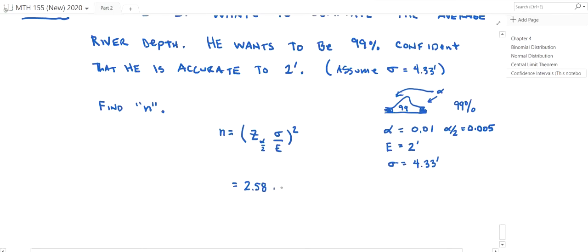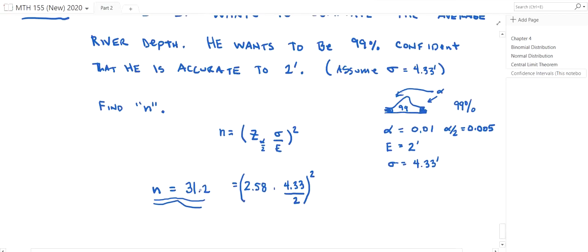2.58 times sigma 4.33 over 2. We could put divided by 2 anywhere in here since these are all multiplied together, and this whole thing squared. You do that multiplication, and you end up with n equals 31.2. So the scientist has to take 31.2 readings if he wants to be 99% confident that his average value is correct.